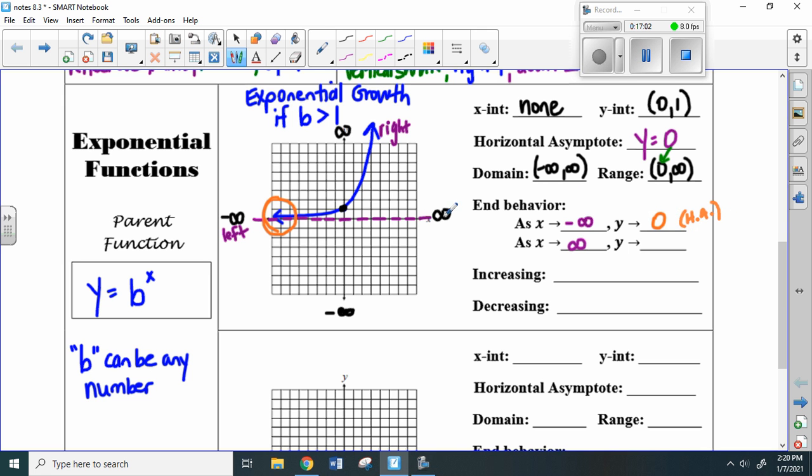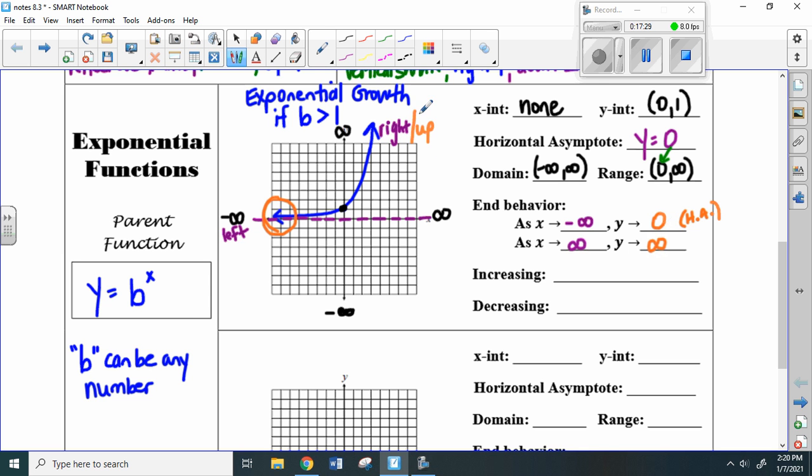But the other end is not getting close to the horizontal asymptote. It's going up forever. And so that is positive infinity. So you do need to pay attention. Whichever end is getting close to the asymptote, you can use the asymptote for your end behavior. But the other end is either going to go up or down.